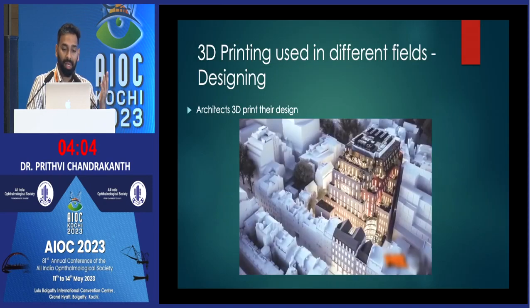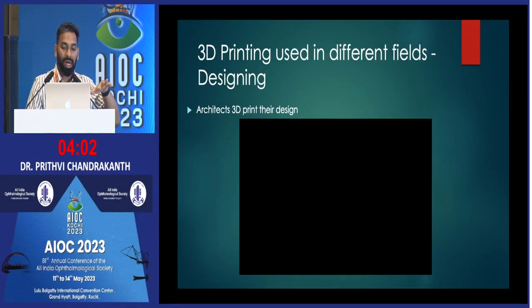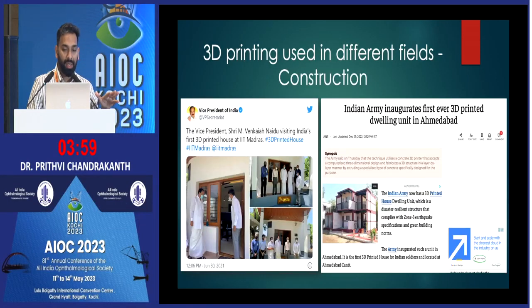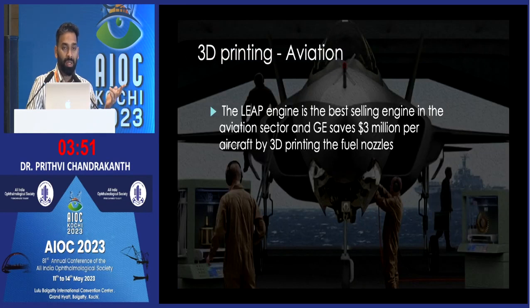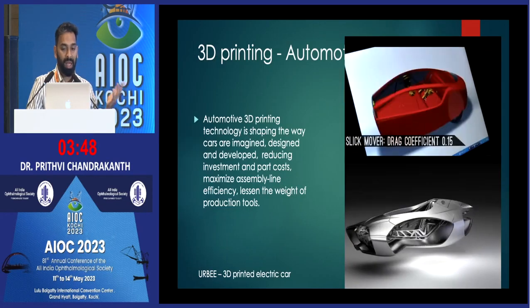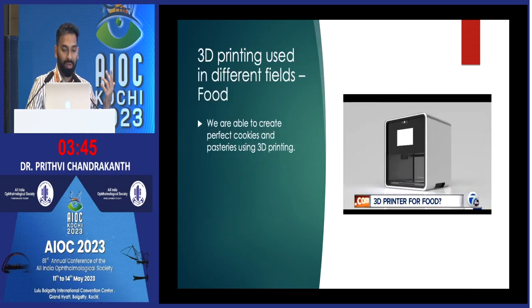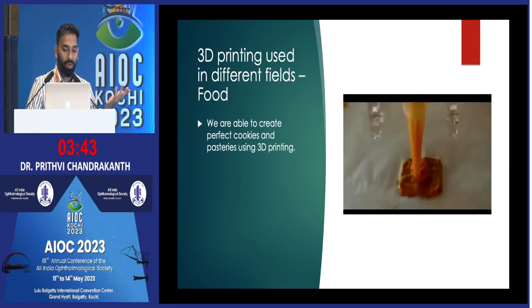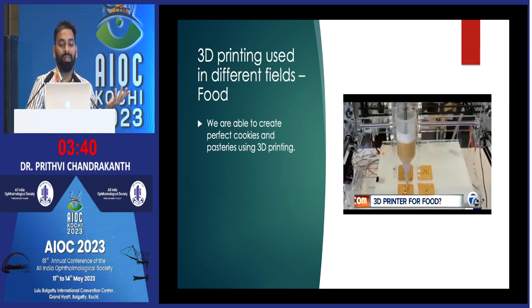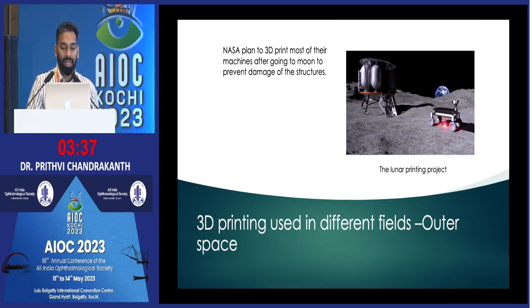Nowadays, people are using 3D printing to design the architecture of buildings. And recently, we have seen a 3D printed house being constructed in India. Also, the automobile department has 3D printing done in their engines, and even the food industry has started 3D printing their food. And NASA is also planning to take 3D printers along with them on their space missions, so that they can print all these instruments right there wherever they are.